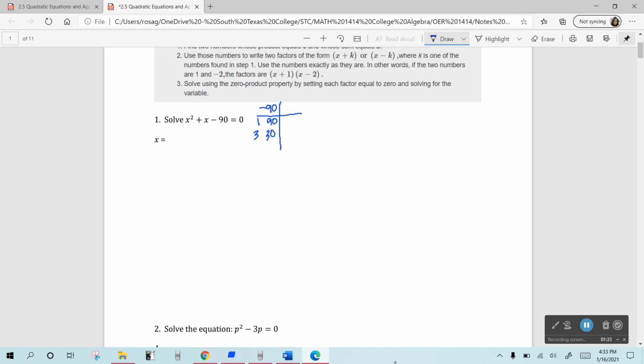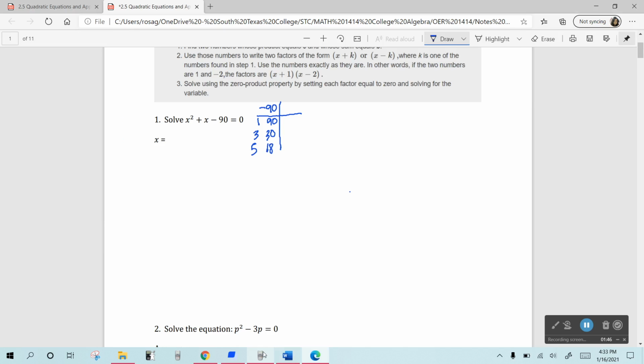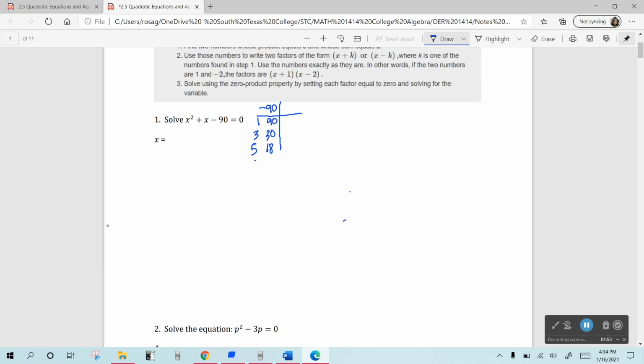What about 5? 5 for sure. 90 divided by 5 is 18. 6, does 6 work? Sounds like it would work. 15. 7, 8, 9, and 10. Now when I add them, they need to give me a positive 1. So that has to be these, and to get a positive 1, this one would have to be negative. So now that I have it factored out, it would be x minus 9, x plus 10.